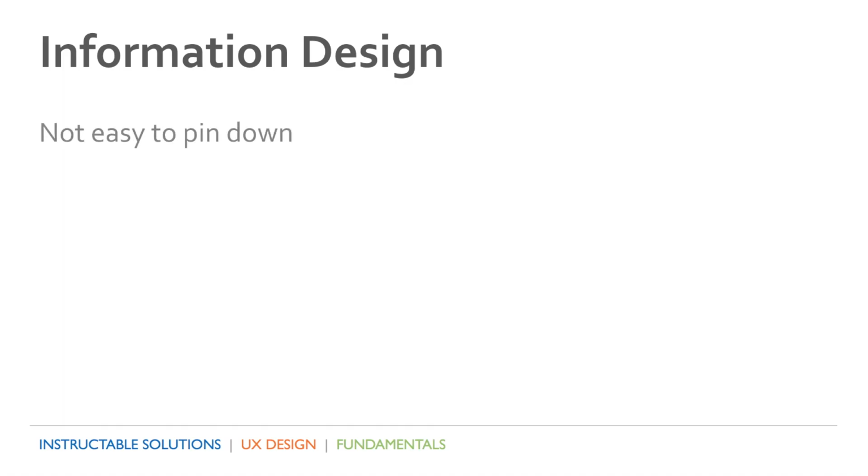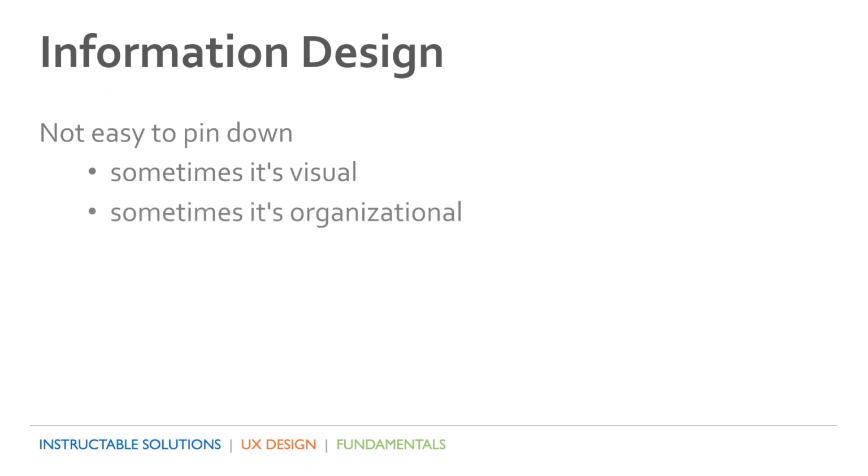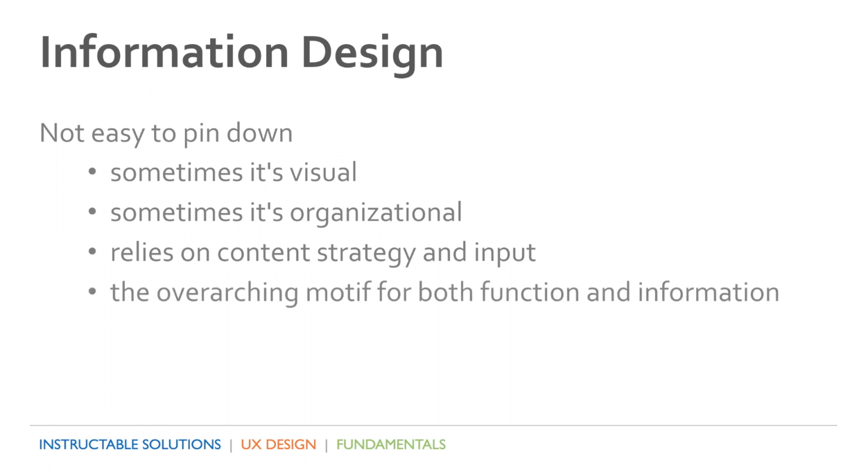When we describe information design, it's first and foremost not very easy to pin down, because sometimes it's visual and sometimes it's organizational. It also relies on content strategy and inputs, and it becomes the overarching motif for both function and information. Good information design will incite action, will encourage function, whereas poor information design won't.